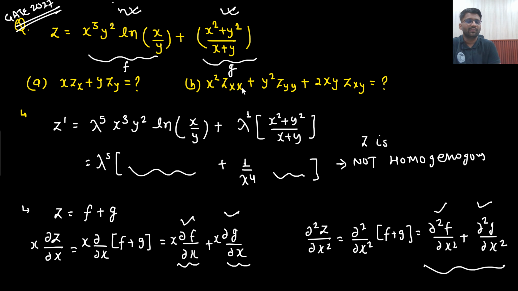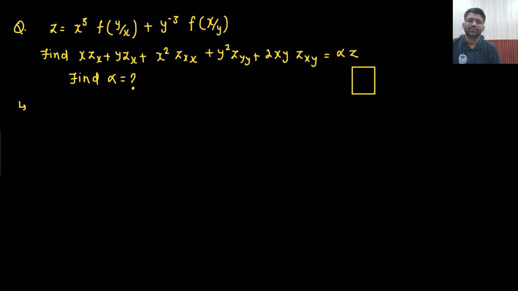Okay, so this is how they will frame it. Z is not a homogeneous function, but two separate homogeneous functions are there. Solve them separately, then simply add them. That's it. Okay, let's take the next question.